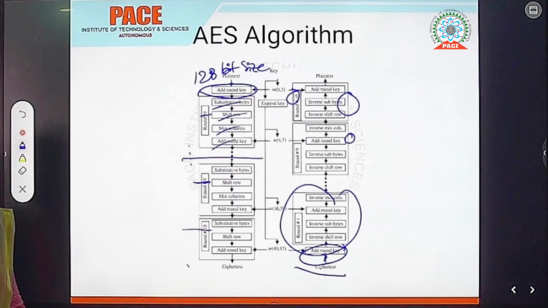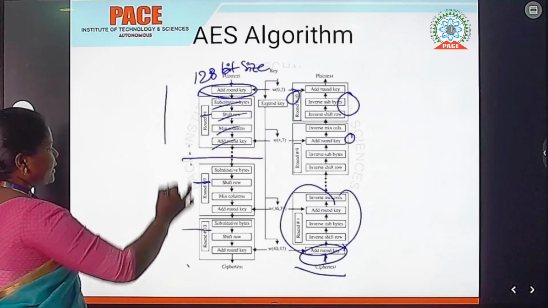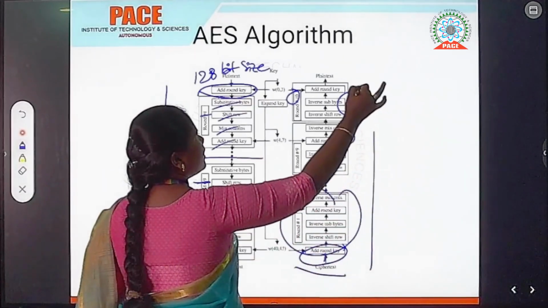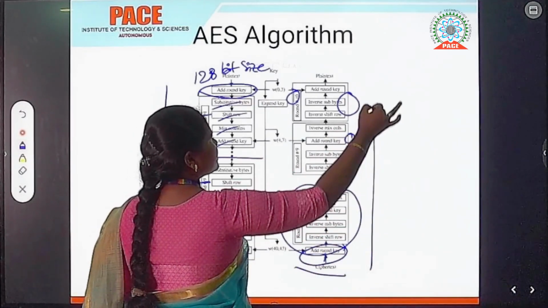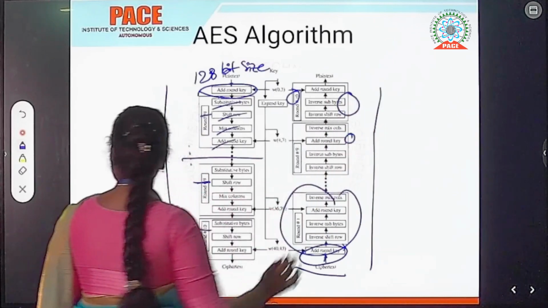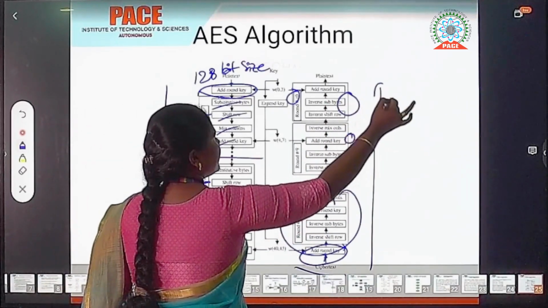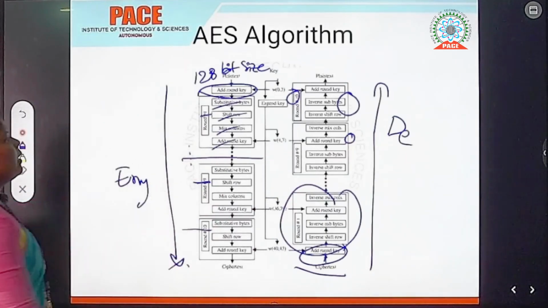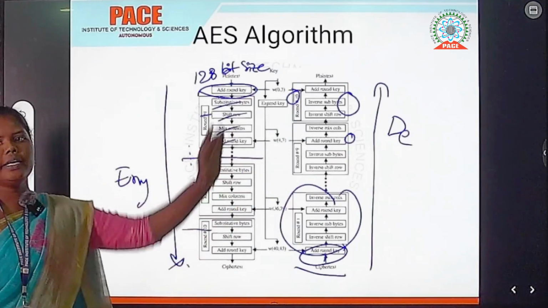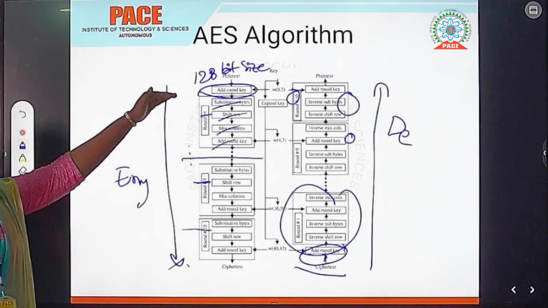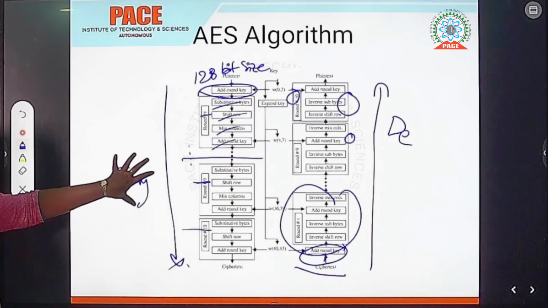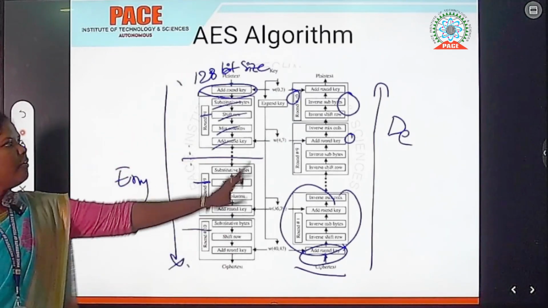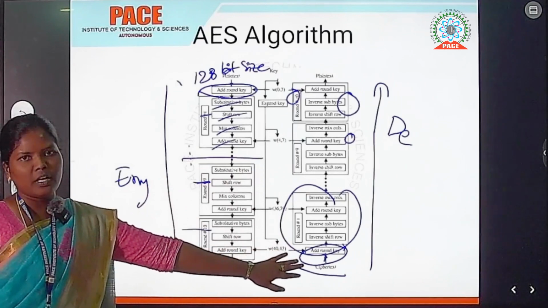On this side we have the encryption process, and on this side the decryption process. For encryption, the input is plain text and the output is ciphertext. For decryption, the input is ciphertext and the output is plain text.